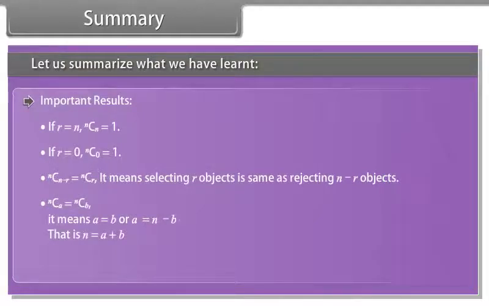nCa is equal to nCb. It means a is equal to b or a is equal to n minus b. That is, n is equal to a plus b. nCr plus nC(r minus 1) is equal to (n plus 1)Cr.